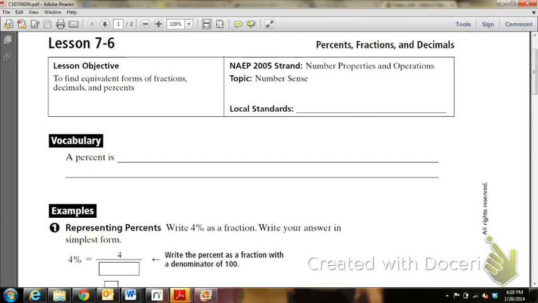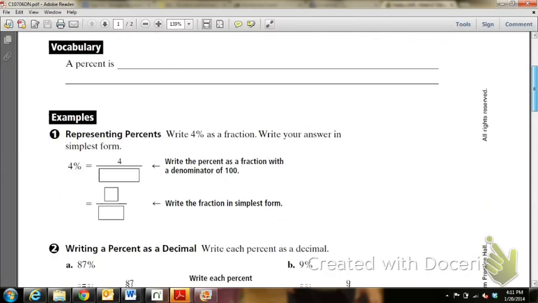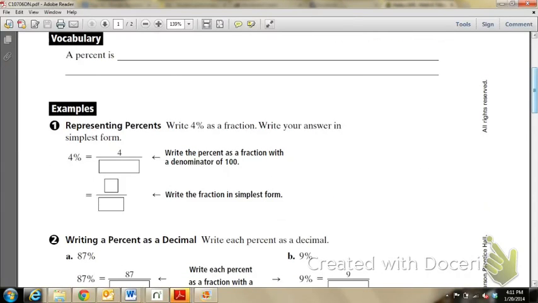In 7-6, we're going to look at percents, fractions, and decimals. So, what is a percent? A percent is just a number out of 100. Percents are always out of 100. So, if they ask you to write a percent, write 4% as a fraction.